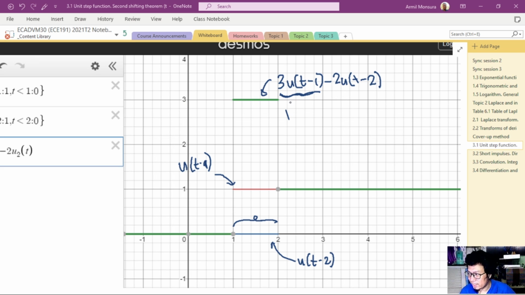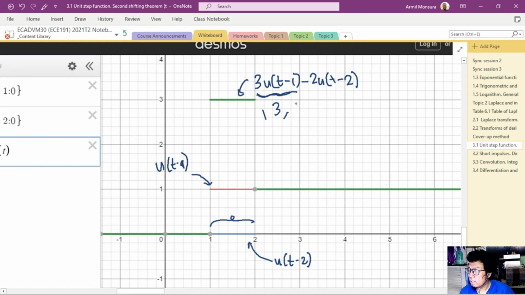Okay, so this is 3 from t greater than 1, and 0 for t less than 1, while this term is 2 for t greater than 2, and 0 for t less than 2.